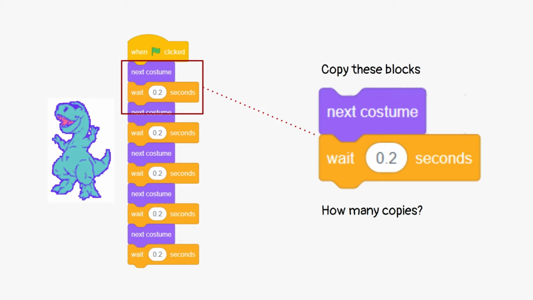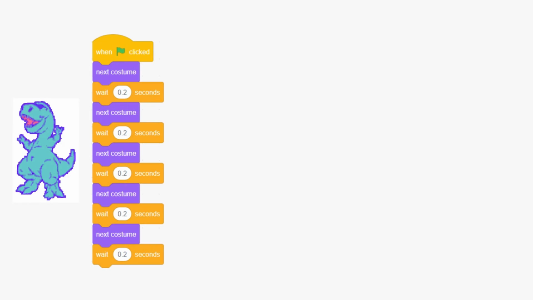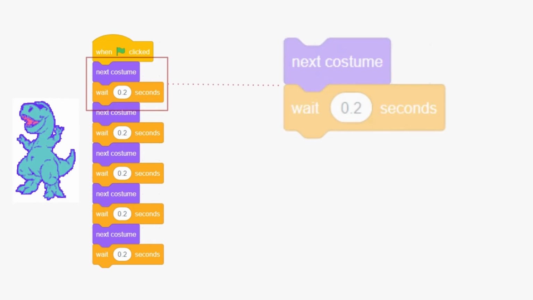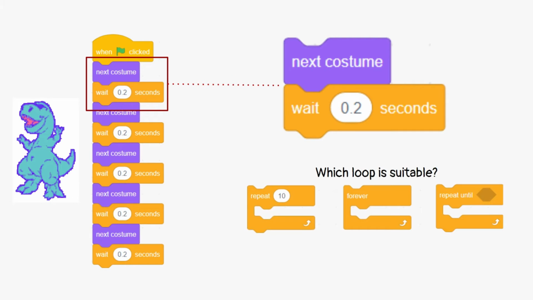There are commands in programming languages that can be used for that purpose, called as loop. We want the dinosaurs to move continuously by repeating these 2 blocks. So we can use blocks for loop. Which loop is suitable for us to use?